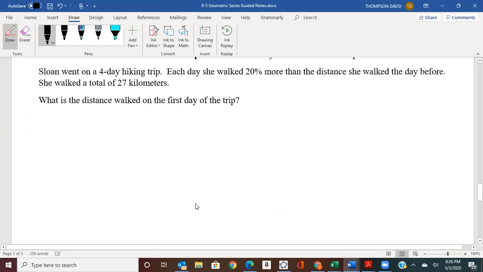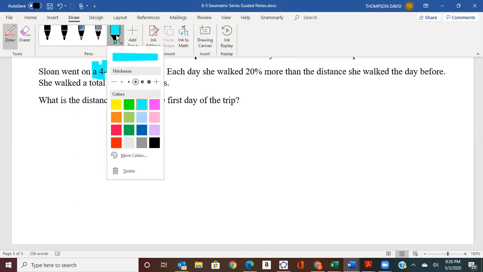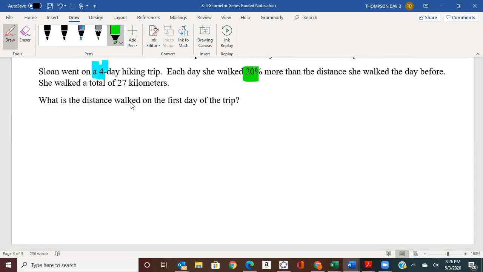Last example. Sloan went on a 4-day hiking trip. Each day, she walked 20% more than the distance she walked the day before. She walked a total of 27 kilometers. What is the total distance she walked on the first day of the trip? So our n is going to be 4. The rate has to do with the 20%. And we know that the total we traveled was 27 kilometers. We're trying to find out what my initial G is. So that's what we're trying to figure out.